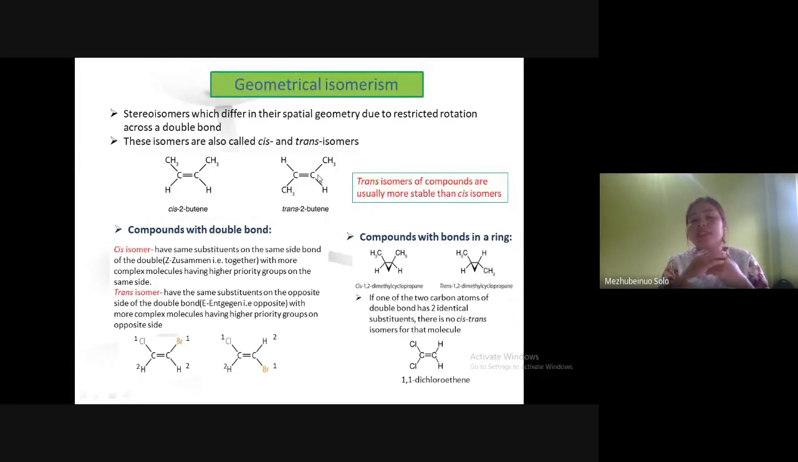And similarly, see the compounds with double bonds in a ring. If our substituents are on the same side like this, it is called a cis molecule, but if the substituents are on the opposite side, it will be called a trans molecule. And take note here that if one of the two carbon atoms of a double bond has two identical substituents, like this compound here, 1,1-dichloroethene, where this carbon has two identical substituents, this type of compound will not have cis and trans isomers.